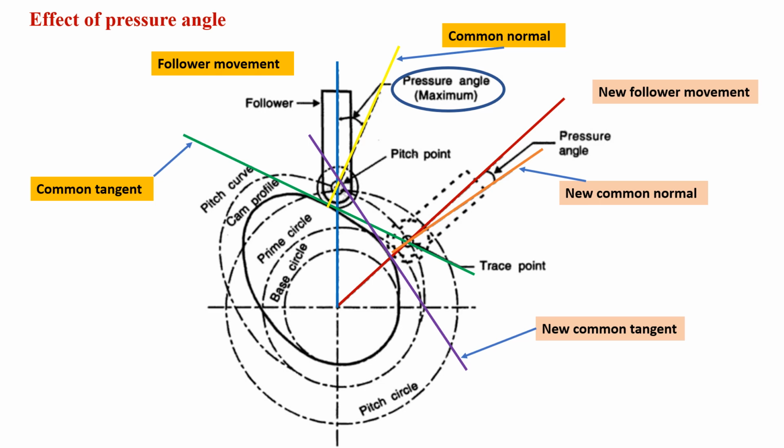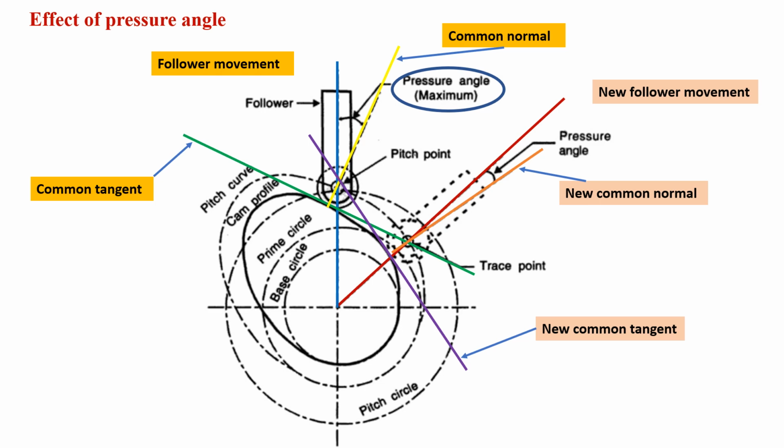Another position of the same roller follower when it is in contact with the cam profile is shown by the dotted position of the follower here, where its line of movement is represented by a red line. The pressure angle, as we defined earlier, is the angle between the direction along which the cam imposes a force, which has to be normal to the cam profile, and the line of movement. For understanding, we have drawn one green tangent line, which is a common tangent at the point of contact, and a yellow line which is perpendicular to this tangent. So this is a common normal.